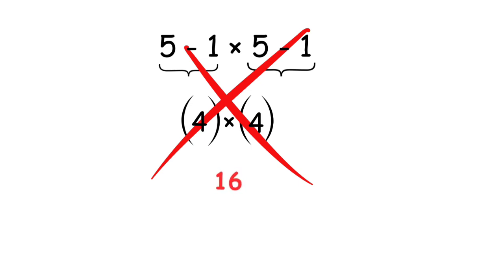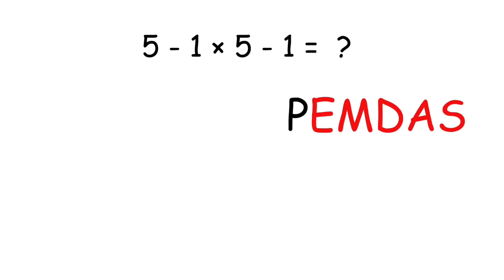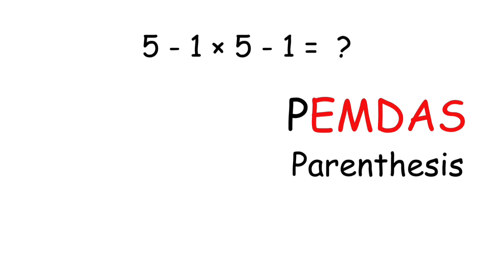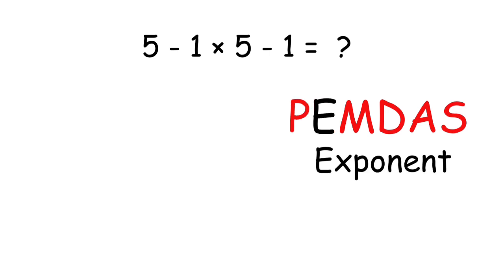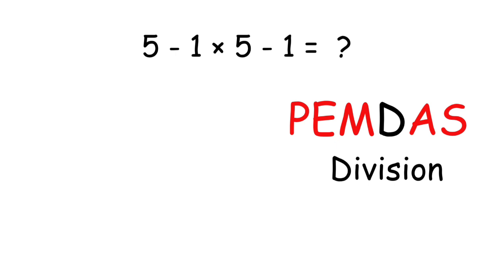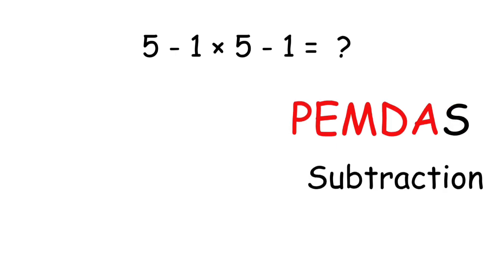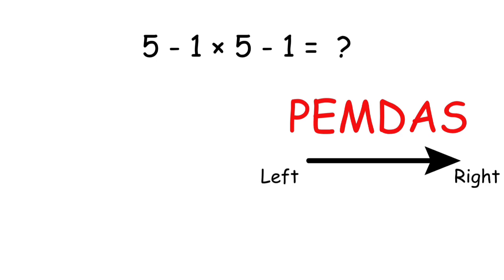This answer is not correct, guys, as we didn't follow the rule of mathematics. As we know, for such type of mathematical expression, we have to follow the math rules. Because according to the order of operations, which is PEMDAS, P stands for parentheses, E stands for exponent, M stands for multiplication, D stands for division, A stands for addition, and lastly, S stands for subtraction. And we have to start from left to right order.